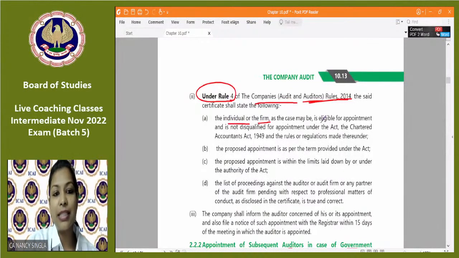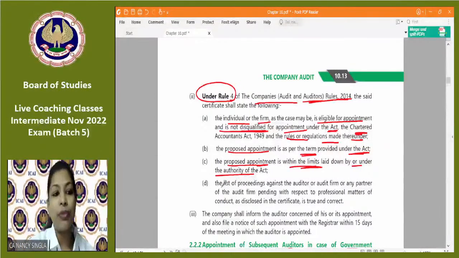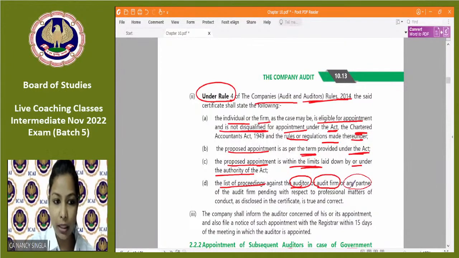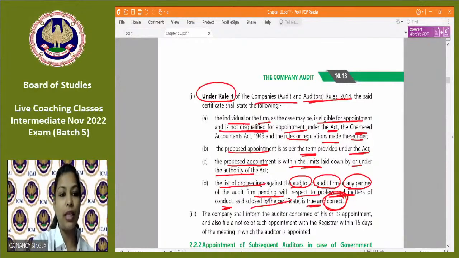The individual or the firm, as the case may be, is eligible for appointment and is not disqualified for appointment under the Act, मतलब Companies Act 2013, or the rules and regulations made thereunder. The proposed appointment is as per the term provided under the Act. The proposed appointment is within the limits laid down by or under the authority of the Act. The list of proceedings pending against either the auditor, या अगर firm है तो firm, और या firm का कोई भी partner, with respect to professional matters of conduct as disclosed in the certificate is true and correct. Correct ही होगा ना, केस चल रहा है या नहीं चल रहा, फेयर कैसे हो सकता है? ये रीजनेबल थोड़ी ना दोगे, ठीक है?